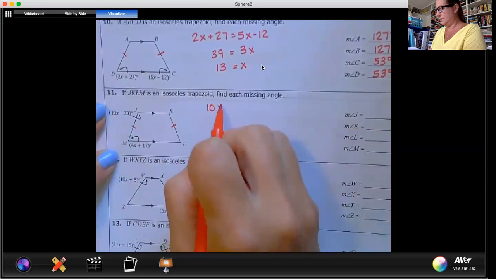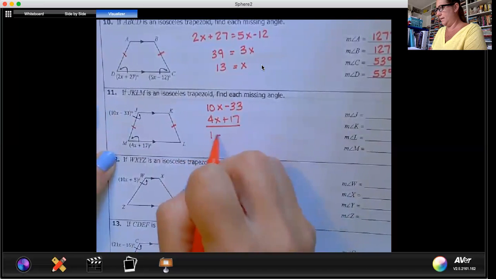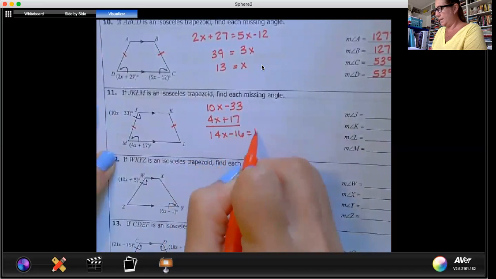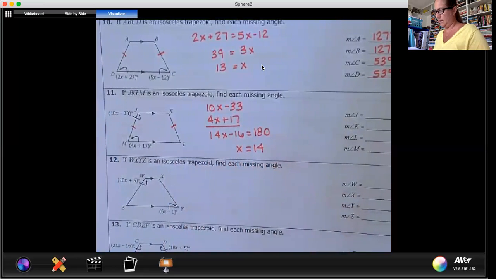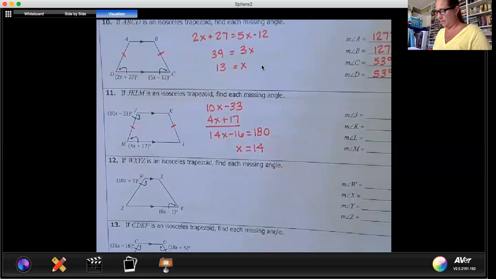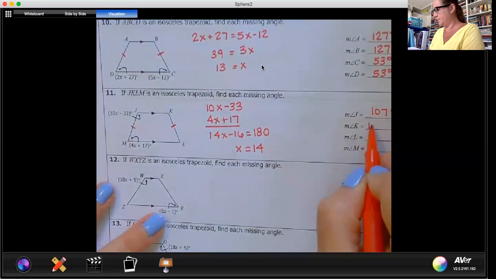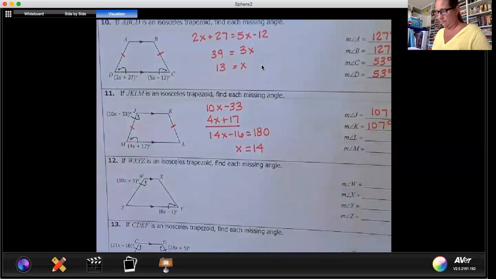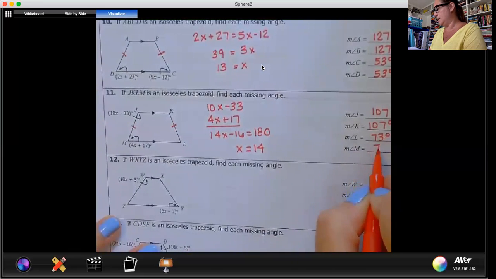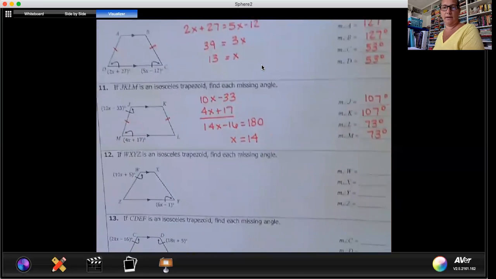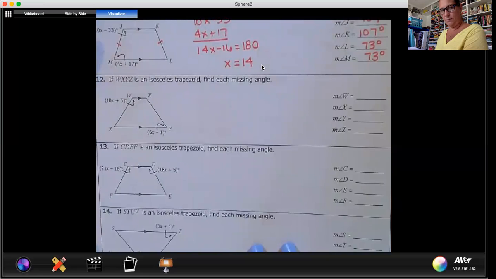Consecutives are supplementary. So 14x minus 16 is 180. Add 16, divide by 14, and x is 14. So 10 times 14 minus 33. J and K are 107. And 4 times 14 plus 17. I could have just subtracted those from 180 to get 73. If you would like to pause your video and work on these, feel free.